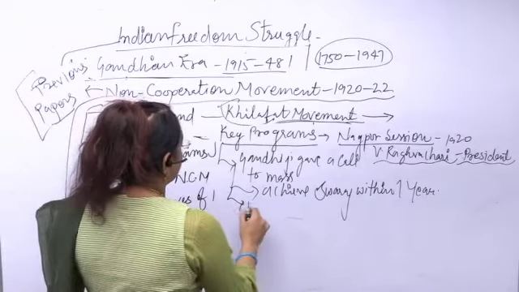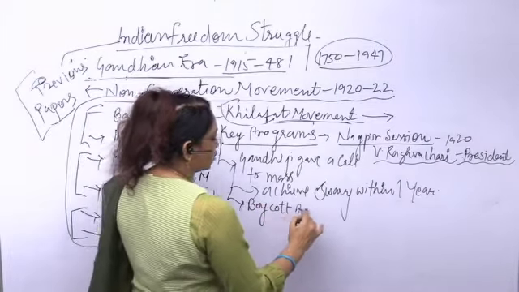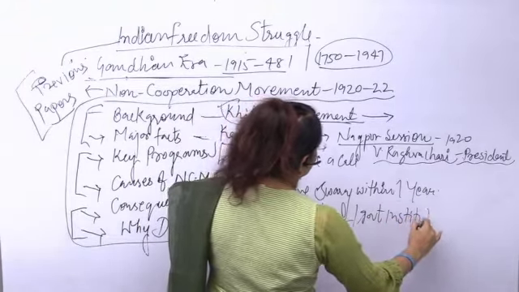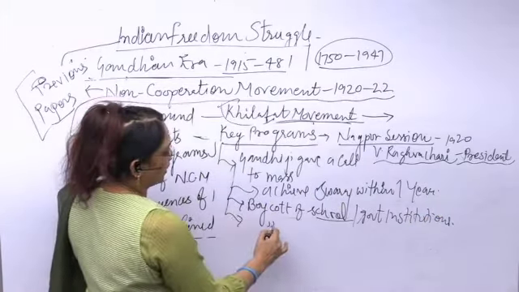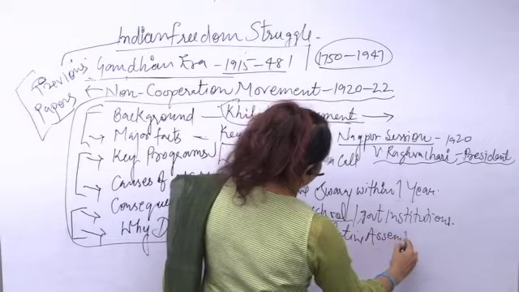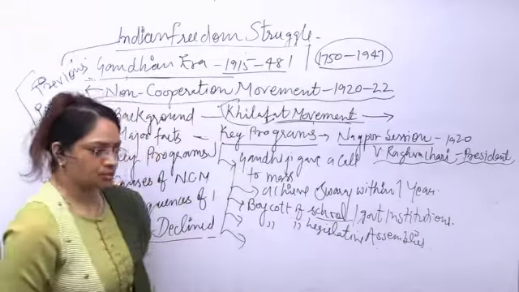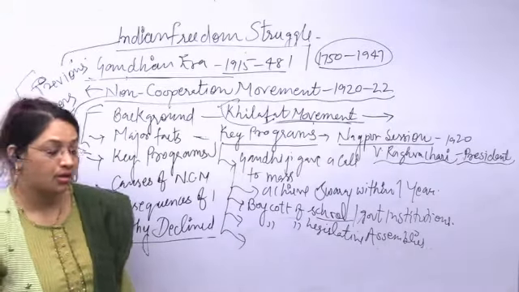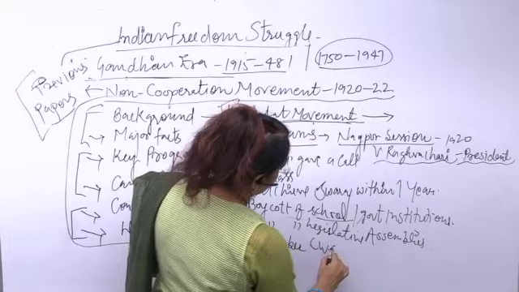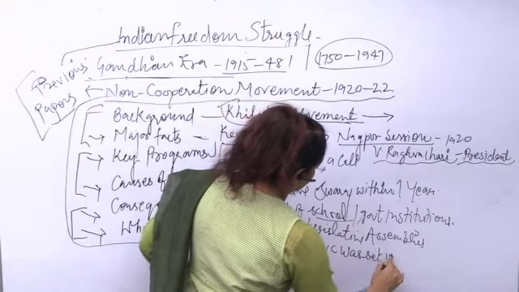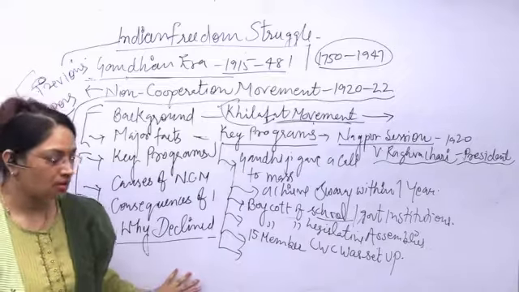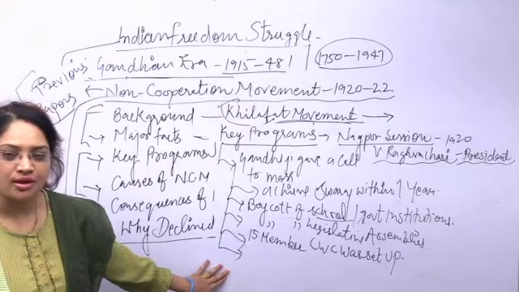And including this, boycott of schools, colleges, means government institutions were boycotted, and boycott of legislative assemblies. Many changes were done in the constitution of the Indian National Congress, like a 15 member Congress working committee was set up, right? And the membership fee to become a member of the Indian National Congress was reduced from 1 rupee to 4 anna.